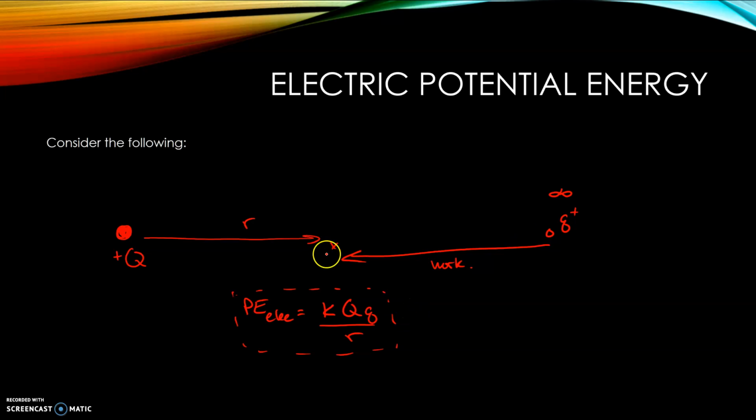So if I were to bring this here to some distance r, I would calculate this, and that's how many joules of potential energy I would have stored up in the system. And then if I were to let the charge go and it would fly off, imagine kind of like putting a pin in this charge here, the kinetic energy it would have would be equal to the potential energy that it started with. Okay, so that's the equation for electric potential energy.